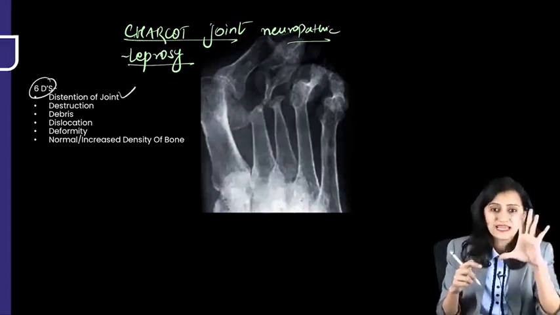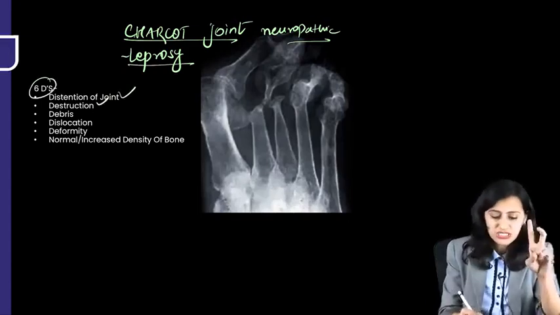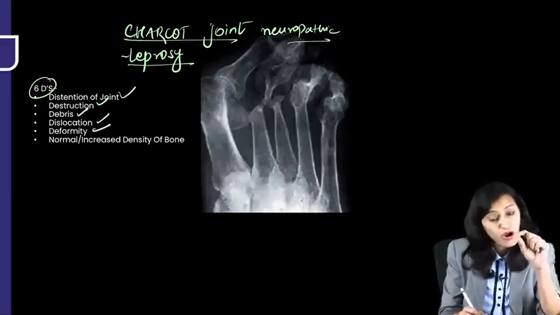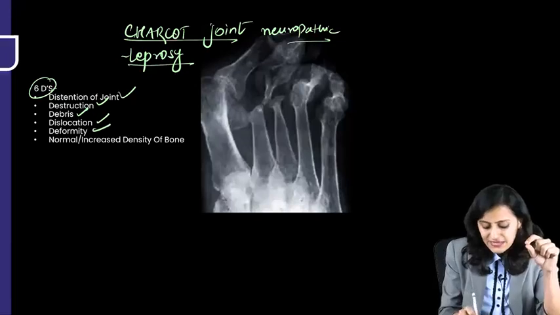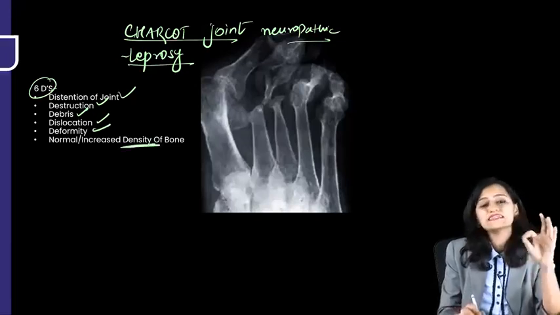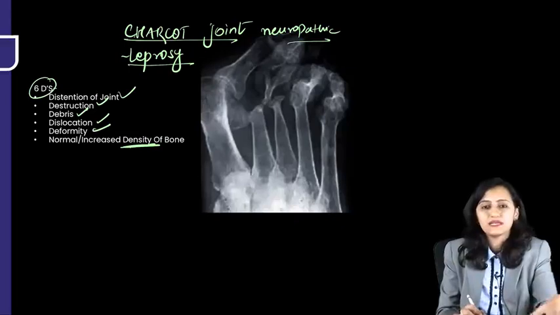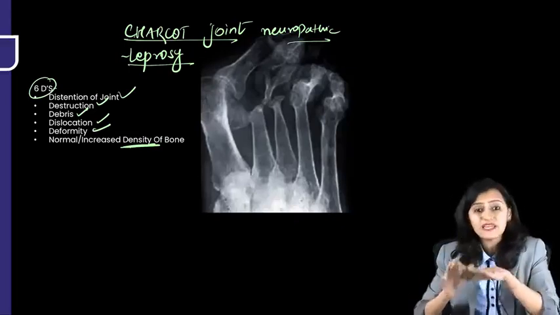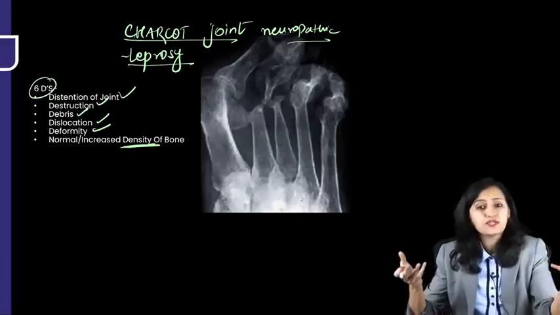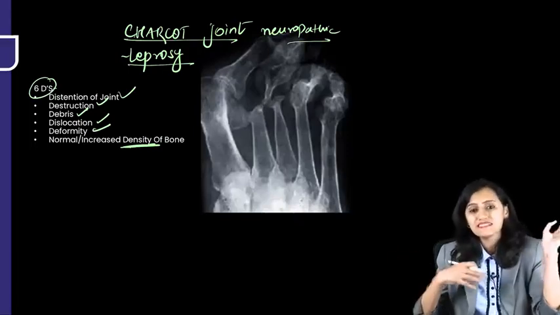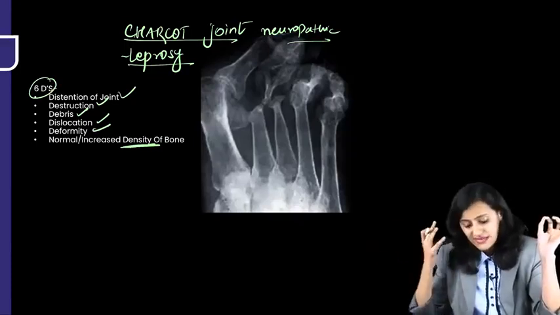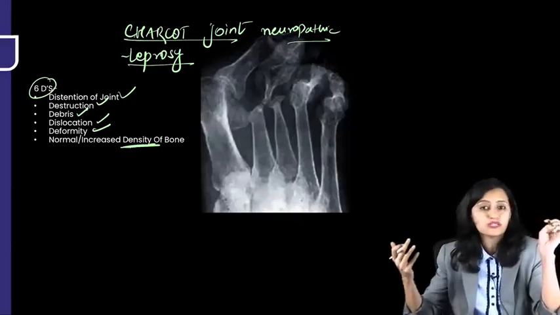There is joint distension, there is destruction, debris are there, dislocation is there, deformity is there, and remember the density of the bone is increased or normal. There is no osteopenia here. And if you take the radiograph, it looks very, very bad. But because it's neuropathic, the patient might not have the symptoms. So it actually looks very bad, but the patient might not have the symptoms. That is classical of neuropathic or Charcot's joint.